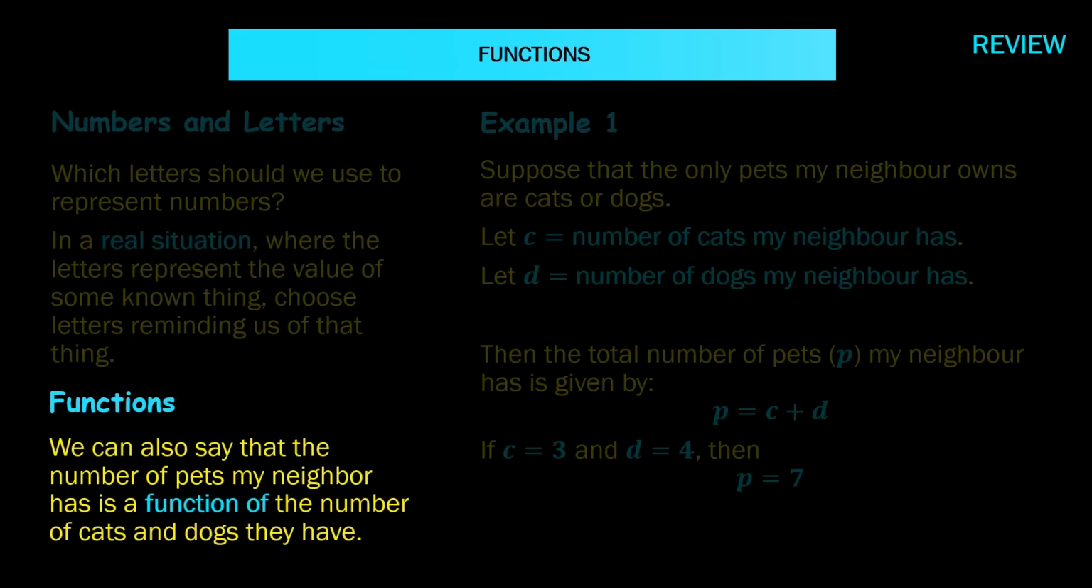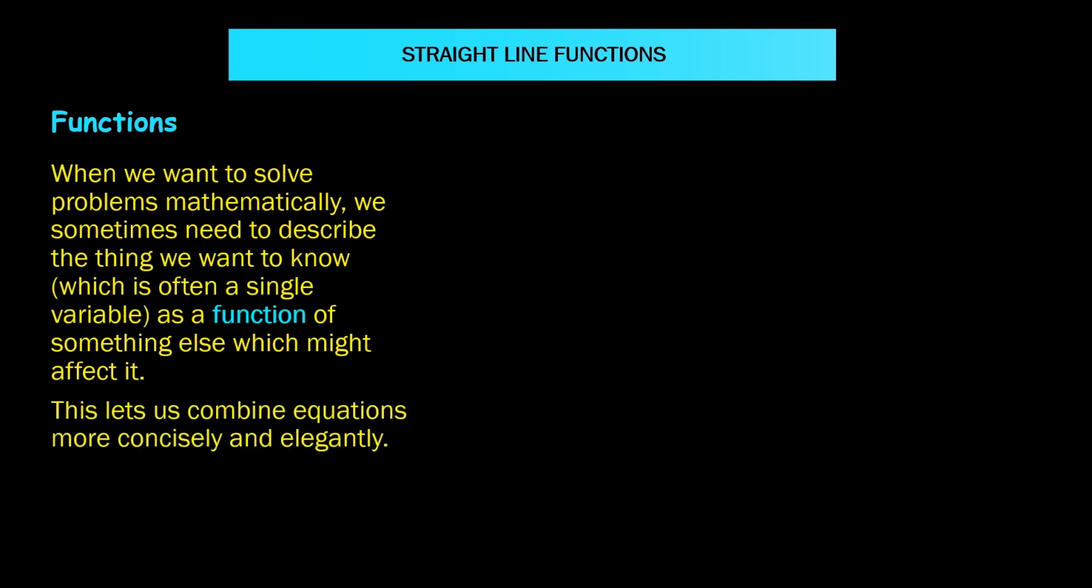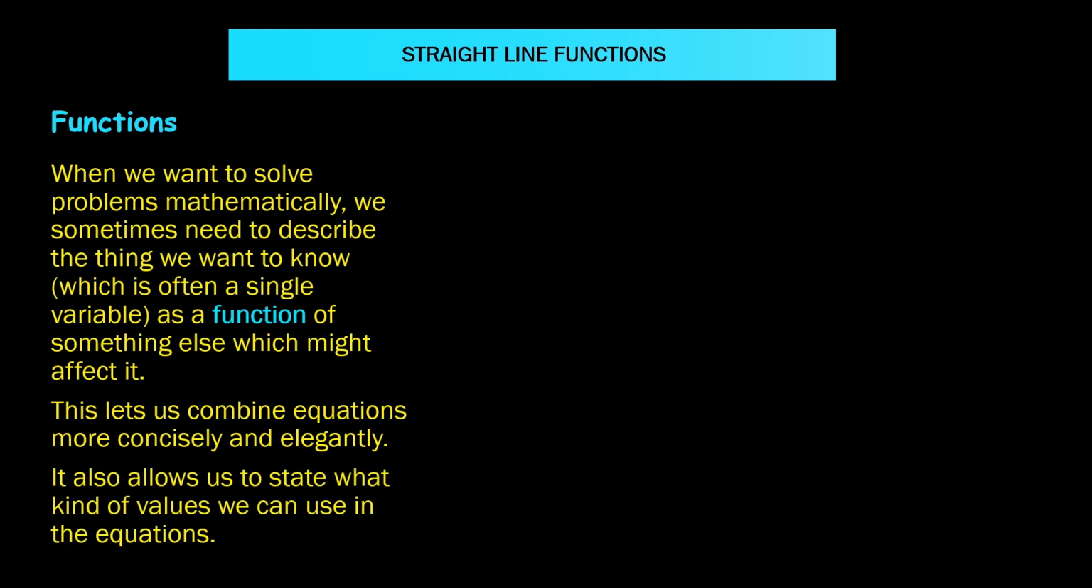We can also say that the number of pets my neighbour has is a function of the number of cats and dogs they have. When we want to solve problems mathematically, we sometimes need to describe the thing we want to know, which is often a single variable, as a function of something else which might affect it. This lets us combine equations more concisely and elegantly. It also allows us to state what kind of values we can use in the equations.